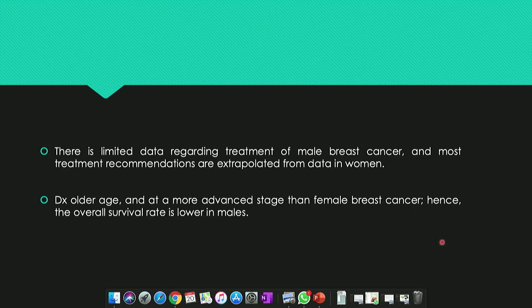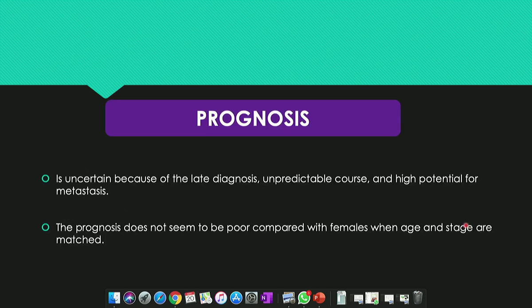Although breast cancer in males presents in a similar way to that of females, there is limited data regarding treatment of male breast cancer, and most treatment recommendations are extrapolated from data on women. Male breast cancer tends to be diagnosed at an older age and at a more advanced stage than female breast cancer, and the overall survival rate is low in males. Prognosis of male breast cancer remains uncertain because of the late diagnosis, unpredictable course, and high potential for metastasis.